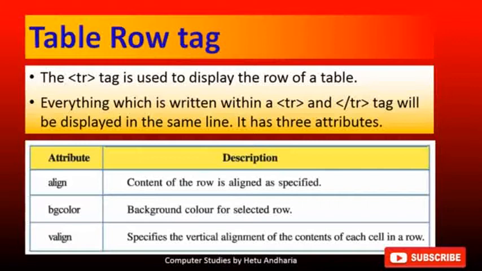Suppose in the table which you are observing just now, here valign, bgcolor, align, everything is vertically aligned to the center, meaning on the top and bottom part of the text equal space is left. So with valign you can adjust it to bottom, top or middle.